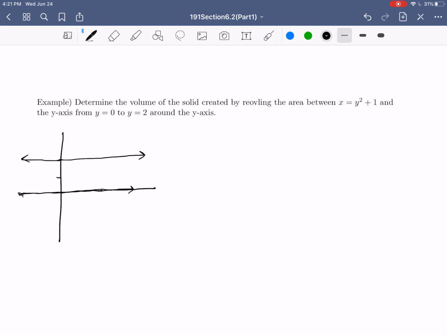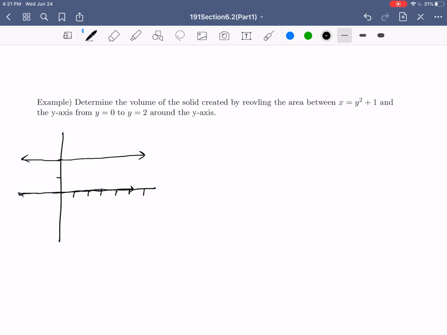Okay, we can give ourselves some x values: 1, 2, 3, 4, 5, 6. What does this guy look like? Well, x equals y squared plus 1. That's a parabola, but in the y direction. So remember, you're sort of plugging in y values and then getting x values.